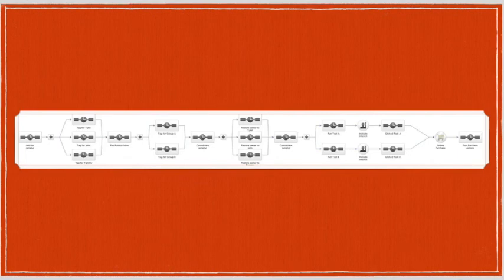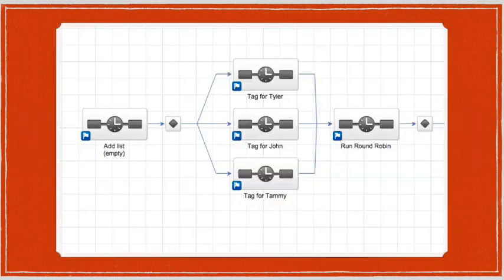So let's go through this step by step. The first step is to set up an empty sequence, which is just a sequence that we're going to use to dump all of our contacts into.